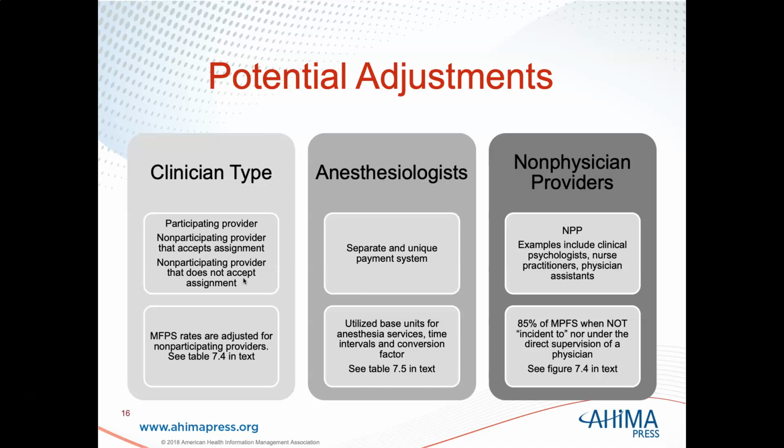Anesthesiologists have a separate unique payment system under RBRVS. It utilizes base units for anesthesia services, time intervals, and conversion factors. And that's shown in table 7.5 on page 145. Then you have non-physician providers like clinical psychologists, nurse practitioners, physician assistants, and those get 85% when not incident to nor under the direct supervision of a physician. And the example they give you of that is table 7.4.